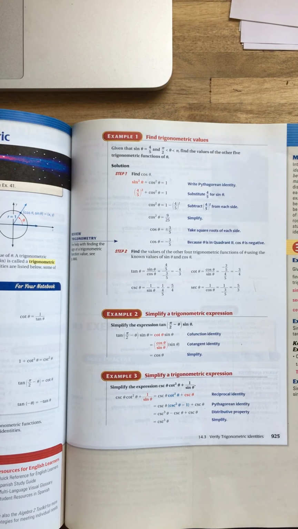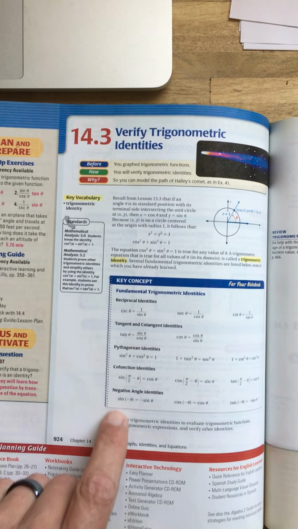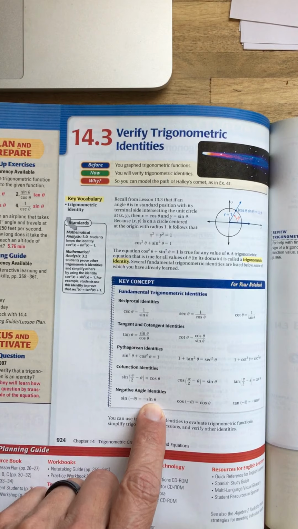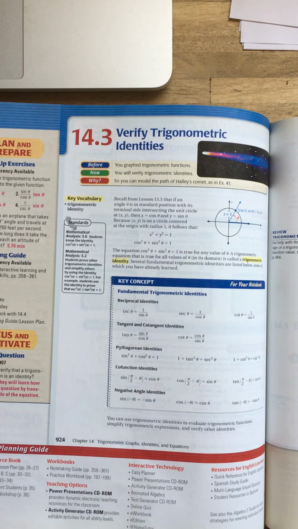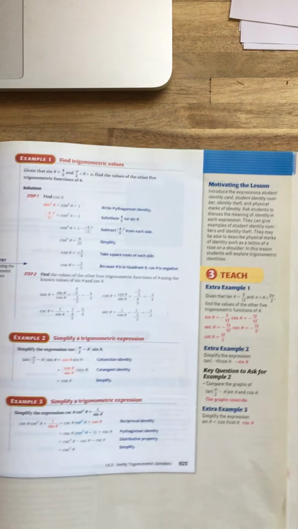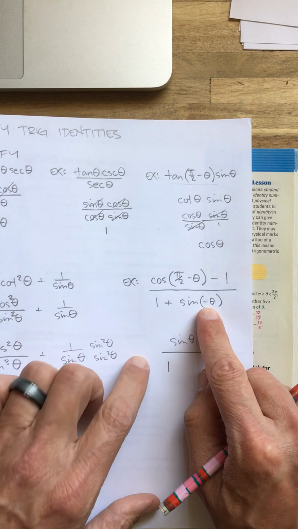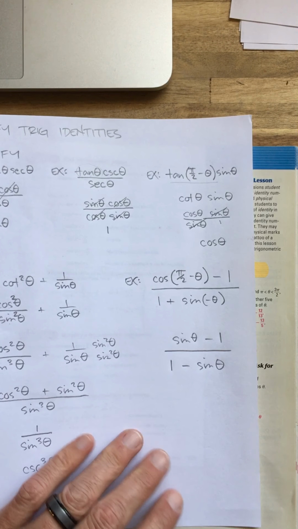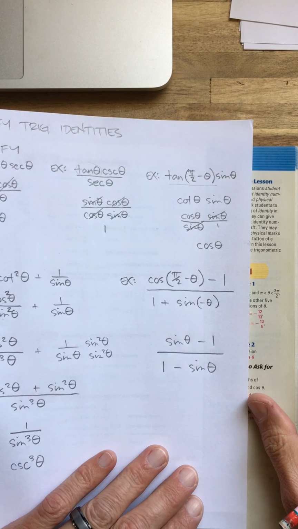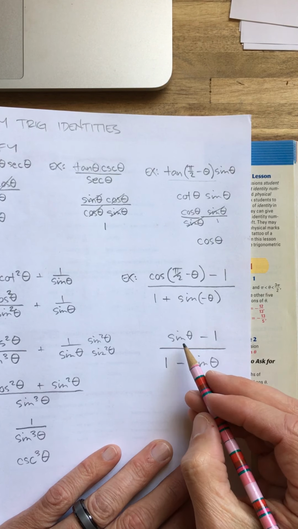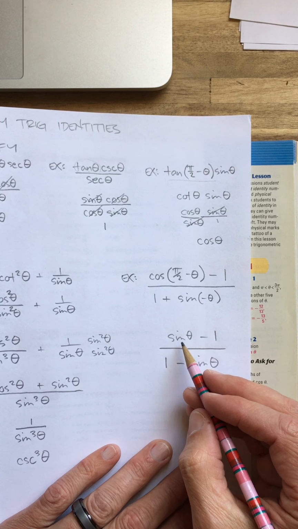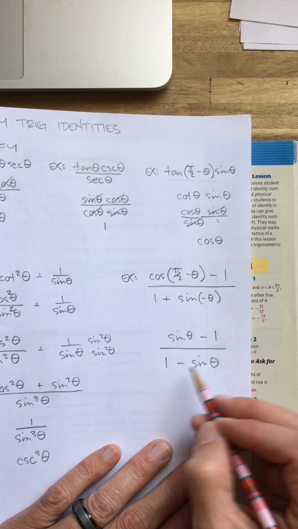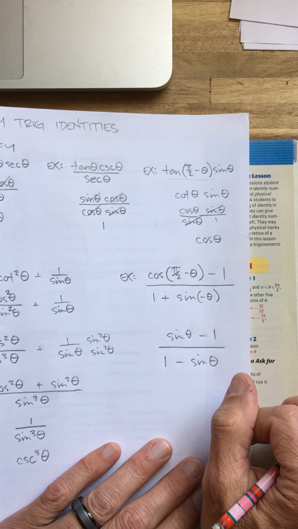Now let's see what sine of negative theta equals. Sine of negative theta is negative sine of theta. So I'm going to plug that in. Now here's a fun trick. If you ever notice that in the numerator you have something minus something, and in the denominator you have the same thing but flipped, you can memorize that.